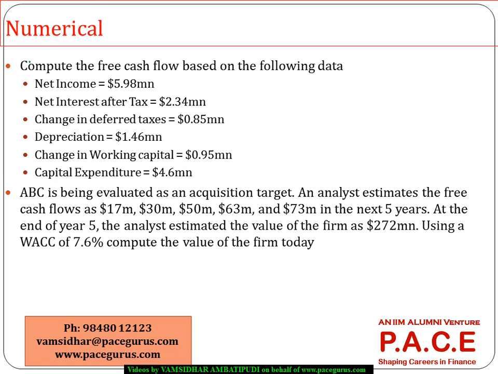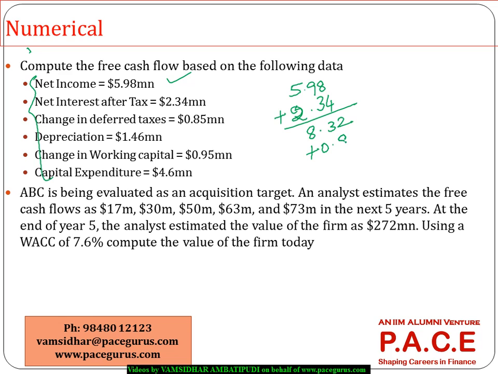So if at all I am having this particular data, how do I use it to compute the free cash flow? Net income. So as I have discussed in the concept earlier, to the net income I add I into 1 minus t, which is 2.34, which will make unlevered net income.